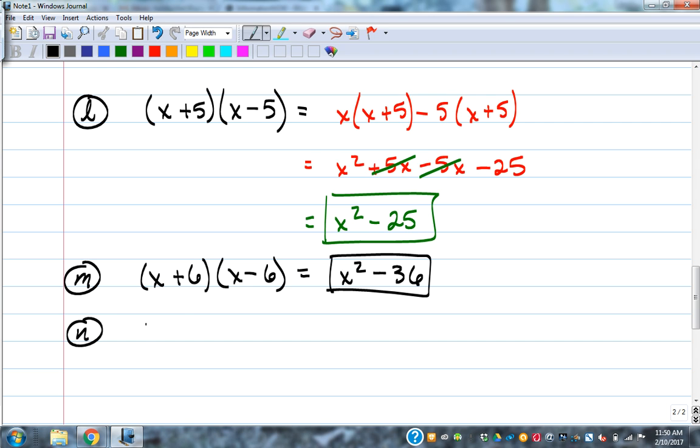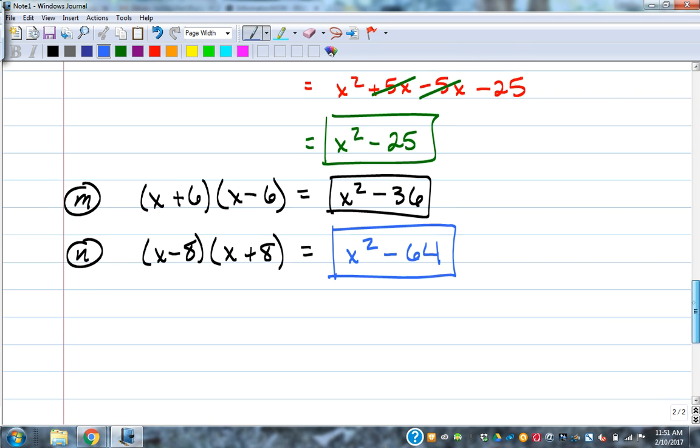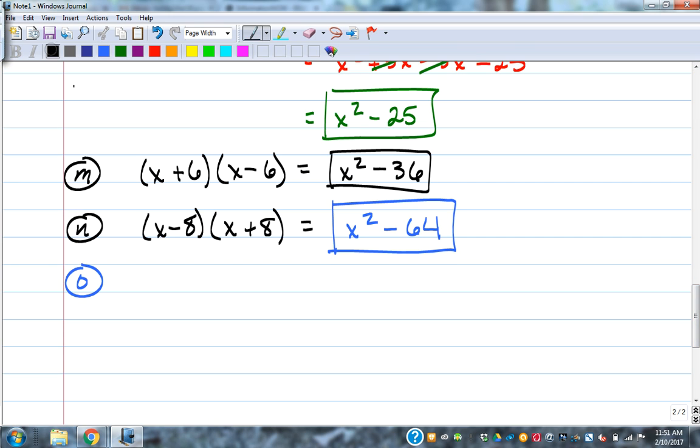All right. Let's say we had x minus 8. So here's that shortcut, in a different order this time. I put the minus in front, but that doesn't matter. x squared minus 64. Pretty easy.